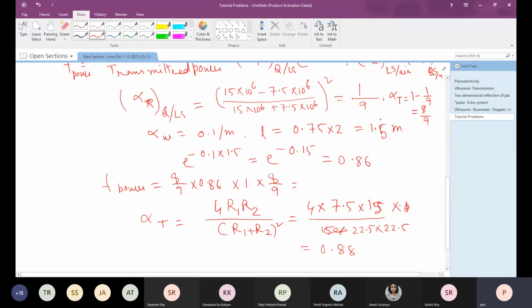So 0.64 divided by 81. 0.79. 0.67 is coming.